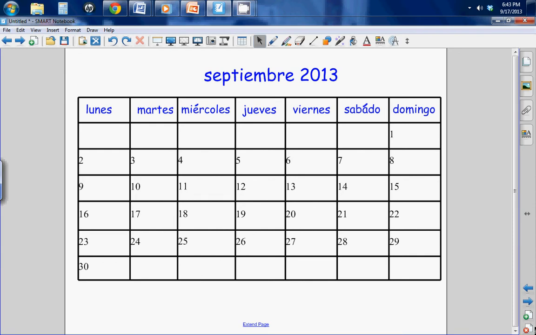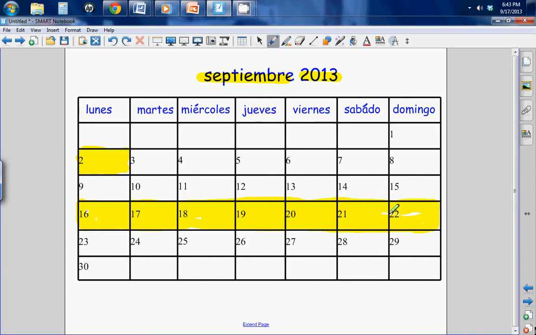Alright, what we're going to be doing first is some highlighting. First we're going to highlight septiembre, then we'll highlight 2013. We'll take one box on here and highlight it. We'll take 1 week on here and highlight it. The reason for that is we're going to label these appropriately in Spanish.